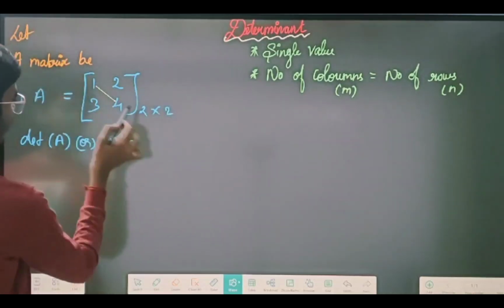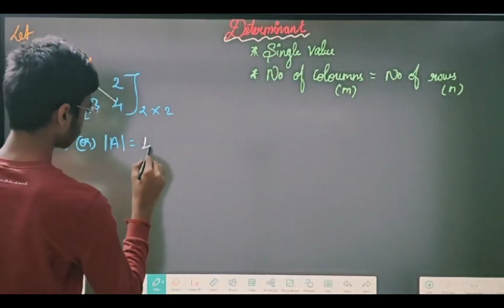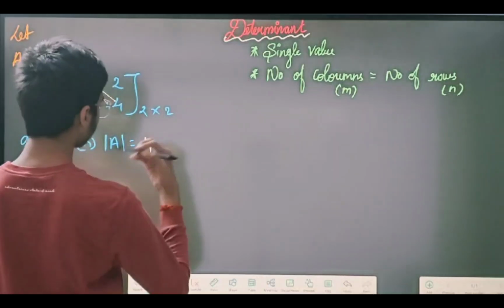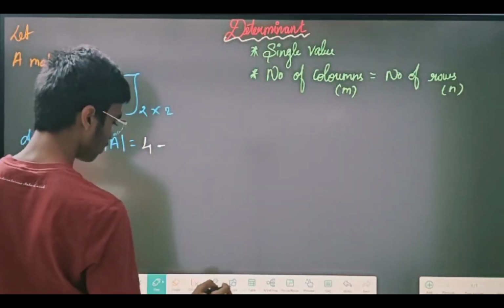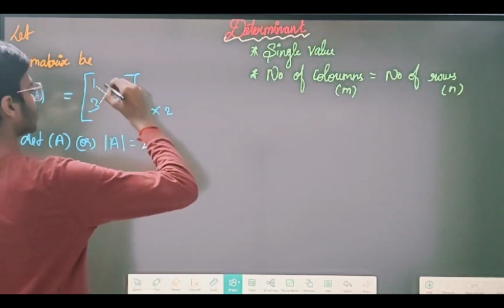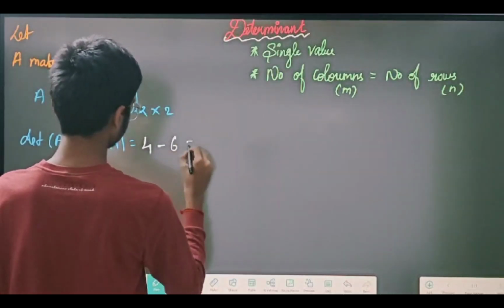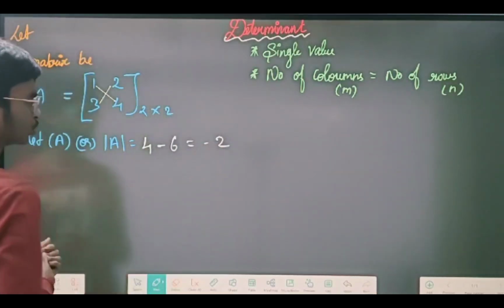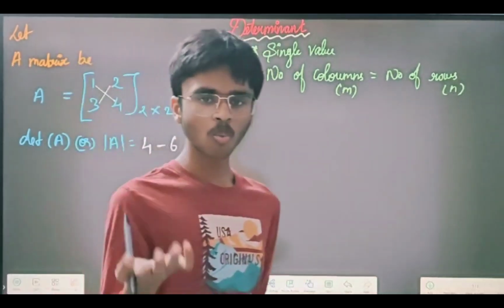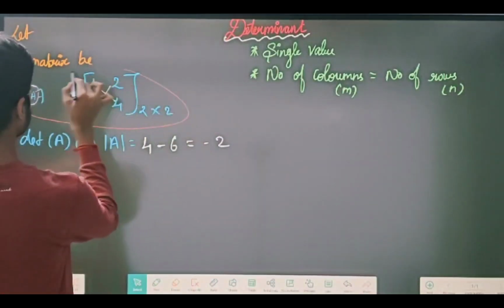So what you will be getting is 1 into 4, which is going to be 4 only. Then you have to minus it. After minusing, you have to multiply this 3 with this 2, which is going to be 6, then minus 2. What if the same matrix, let me consider.